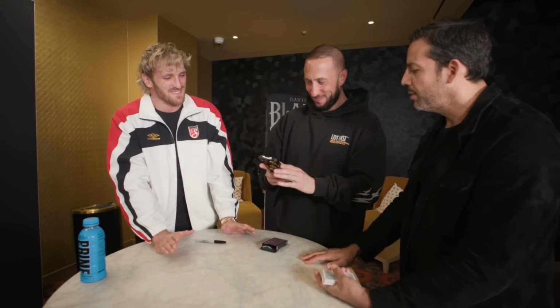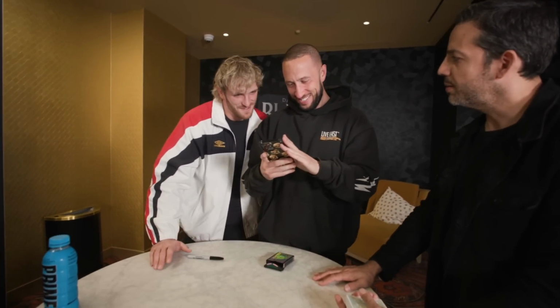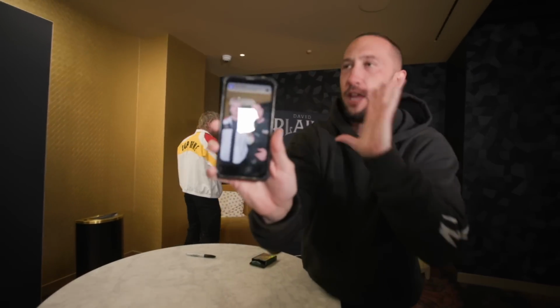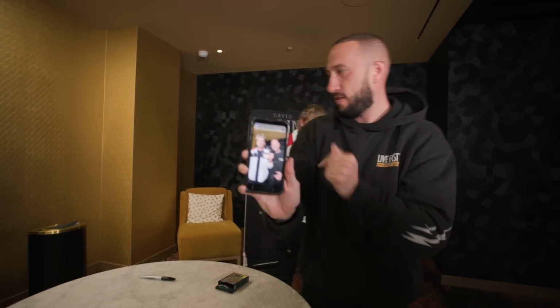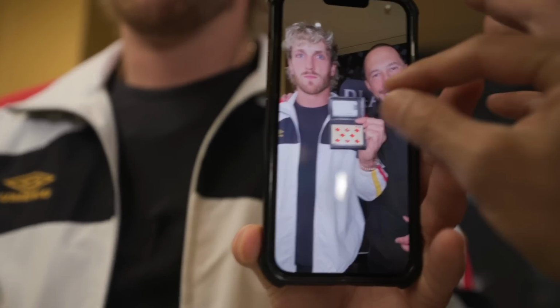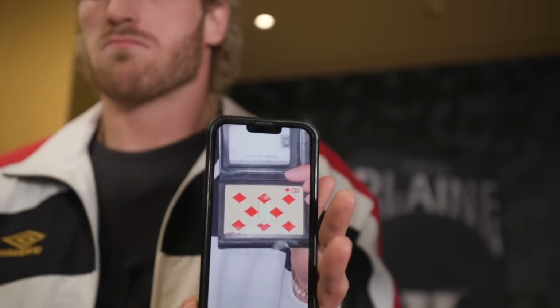Wait, that's not possible. Again, that's not possible. If the eight of diamonds is in the photos. No, bro, it's not possible. Yo, what you're doing is. I don't understand at all. It doesn't make any sense. How was he able to mimic a digital image inside of my locked f***ing device? Yeah. Like the photo we took did not exist.